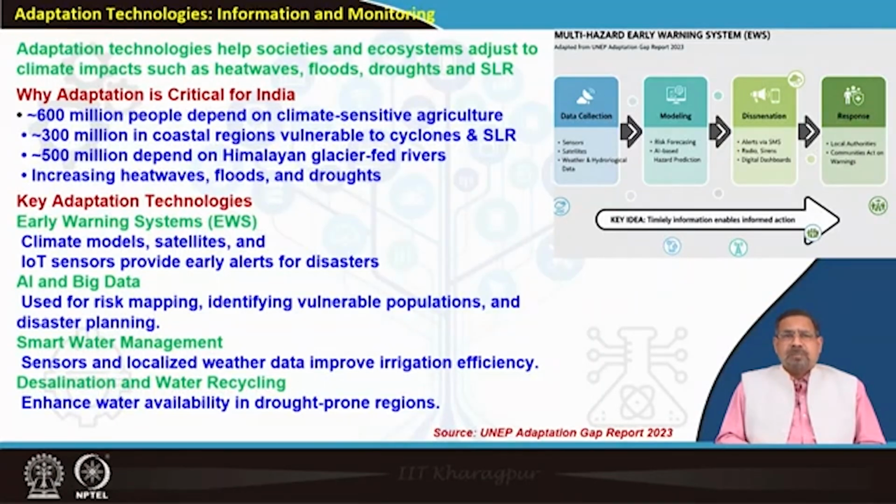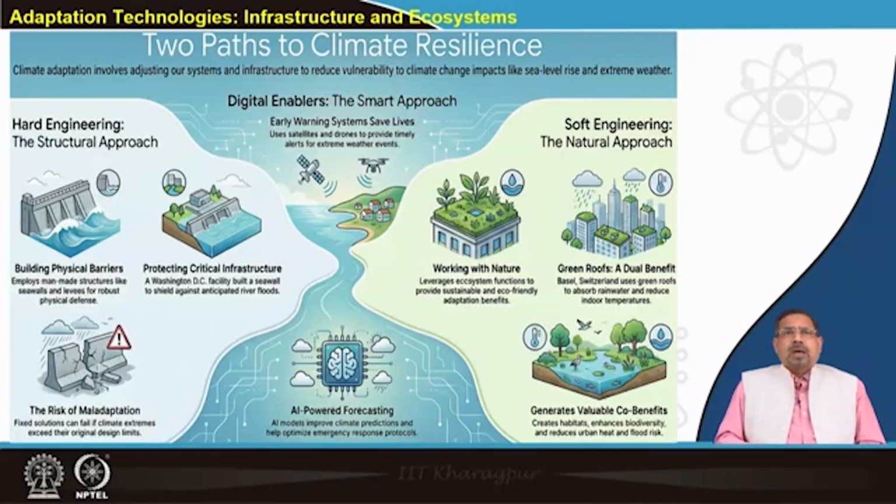Coming to smart water management, sensors and localized weather data improve irrigation efficiency. Desalination and water recycling enhance water availability in drought-prone regions.